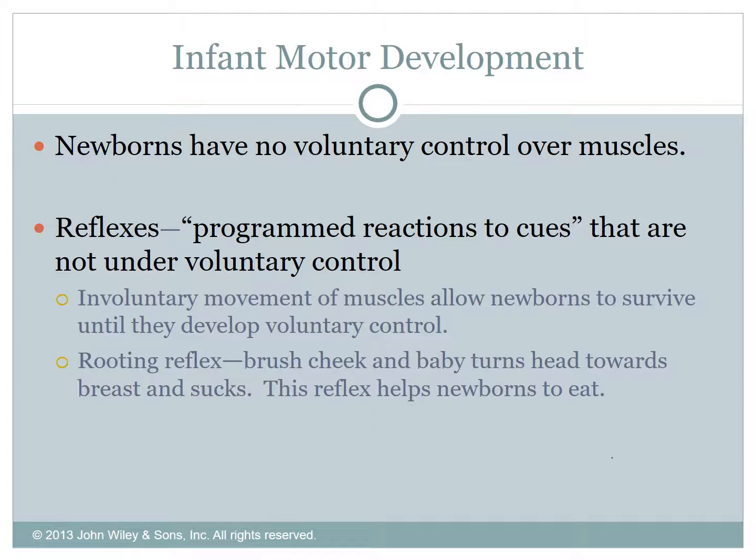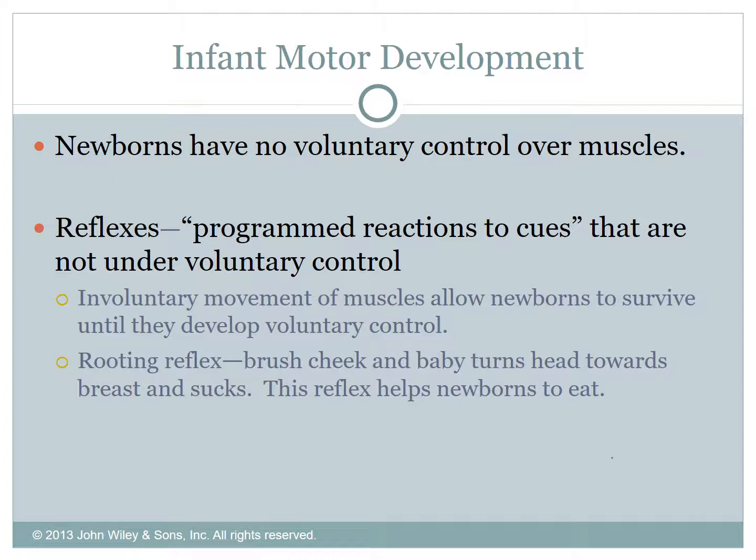Newborns generally have no voluntary control over their own muscles. We're born helpless. We've never used our muscles before. We've never needed to, right? We've always been floating in this nice, safe, warm liquid medium, and we've never had anything that we needed, really. So newborns have no voluntary control over their muscles.